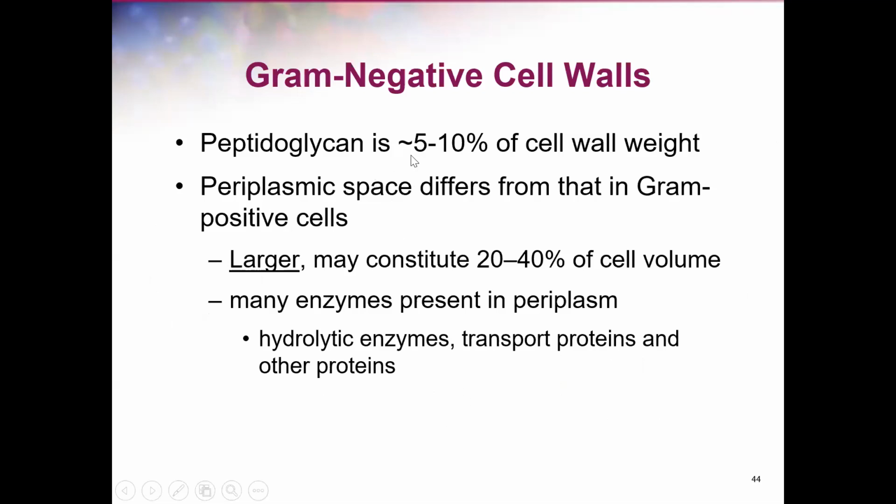Anyway, here's just a list of percentages. For gram-negative, peptidoglycan represents only 5 to 10%, but the space is actually very large, occupying like 20 to 40% of cell volume.